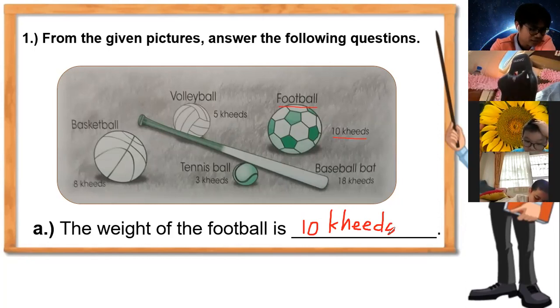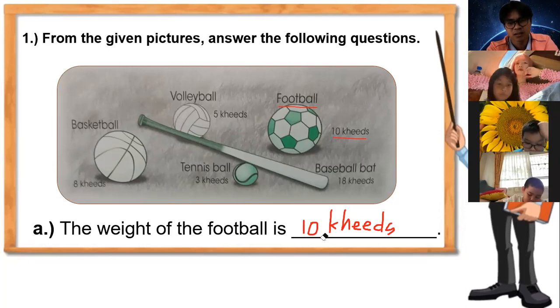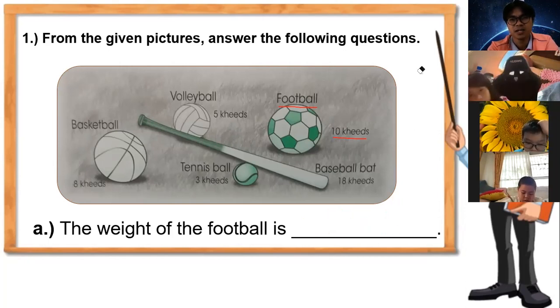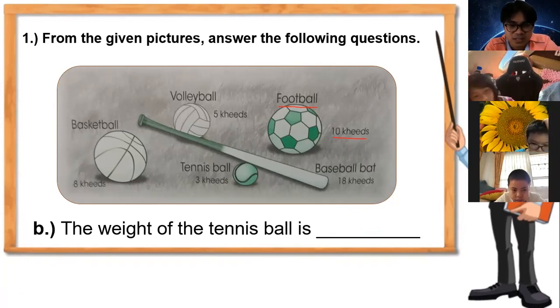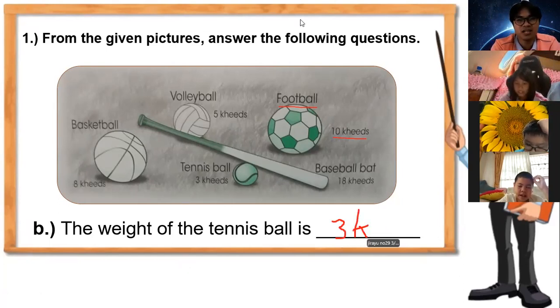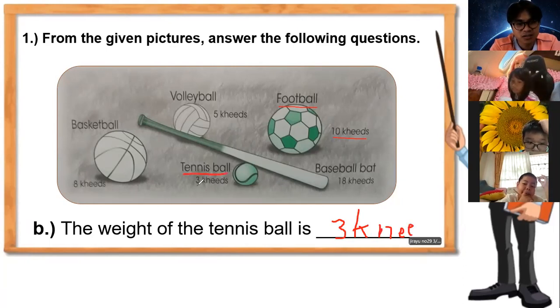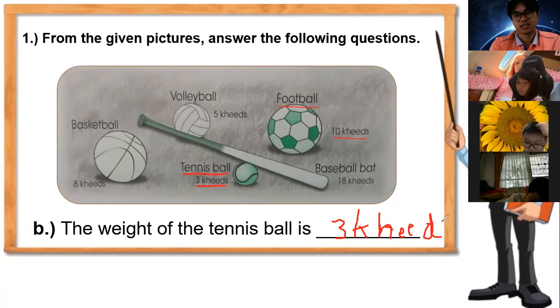Okay, next. Letter B. Table tennis ball. What is the weight of the tennis ball? So where's the tennis ball here? This one is the tennis ball. So the measurement is 3 kids. Very good. 3 kids.